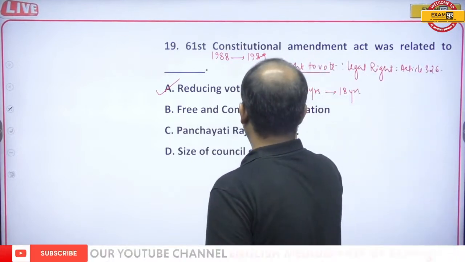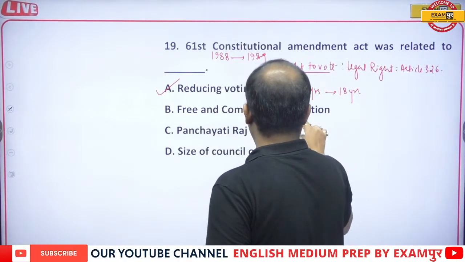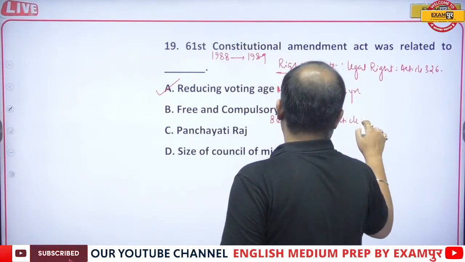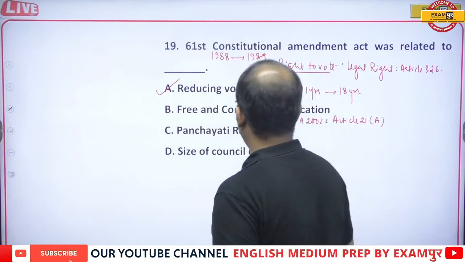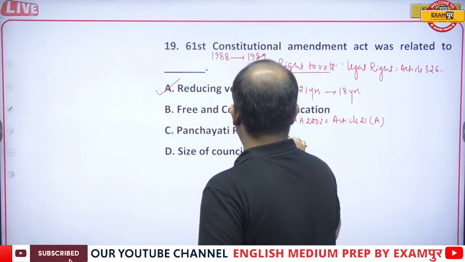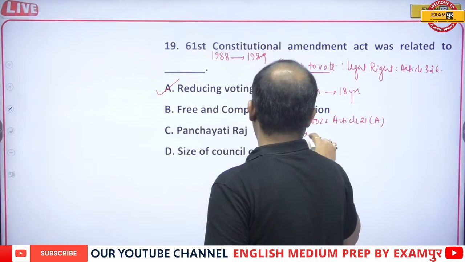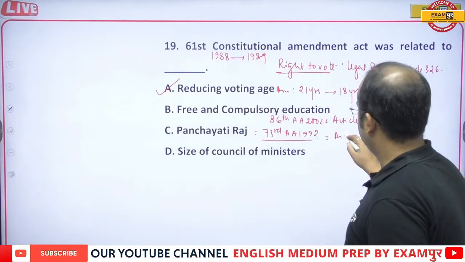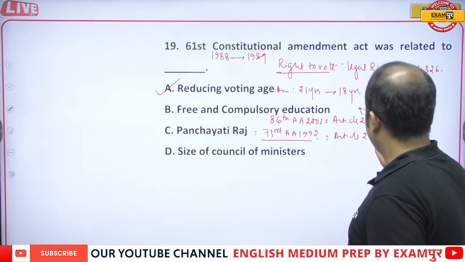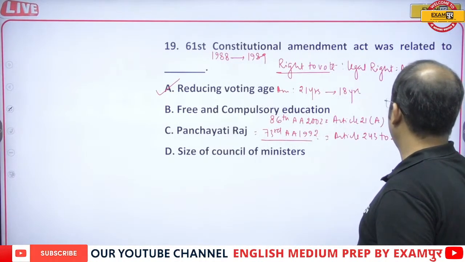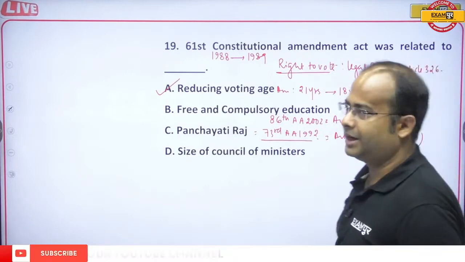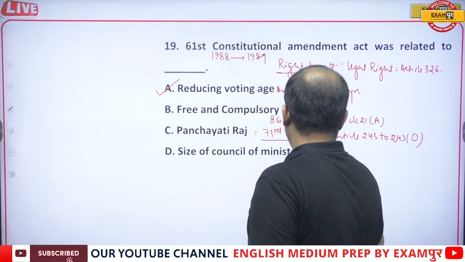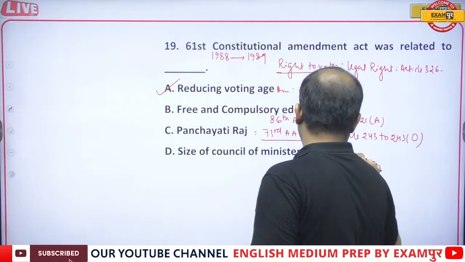Free and compulsory education, 86th Amendment Act 2002. That is Article 21A. Panchayat, 73rd Amendment Act 1992. Then Article 243 to Article 243O was added. Size of the Council of Ministers, 91st Amendment Act 2003.